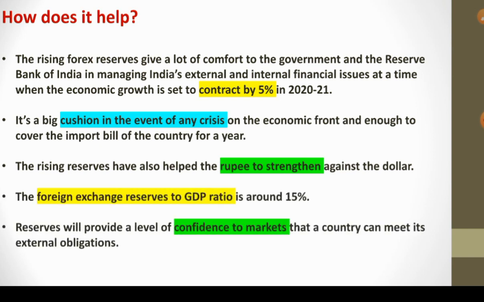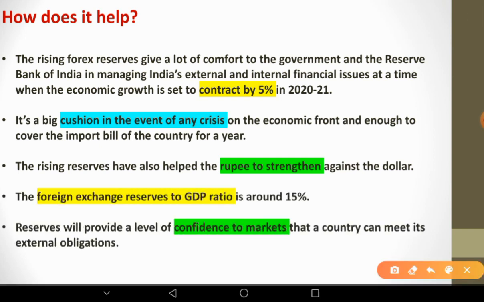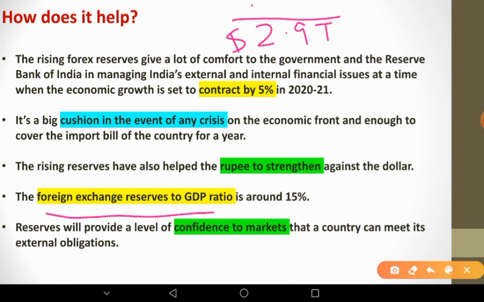Moving forward, the foreign exchange reserve to GDP ratio is around 15%. Now, foreign exchange reserve to GDP ratio. So what happens is $2.9 trillion is India's economy, and you divide the foreign exchange reserve by it. Our foreign exchange reserve is around $0.58 trillion. So you will get this percent. If you multiply it by 100, you will get this percent, 15%.